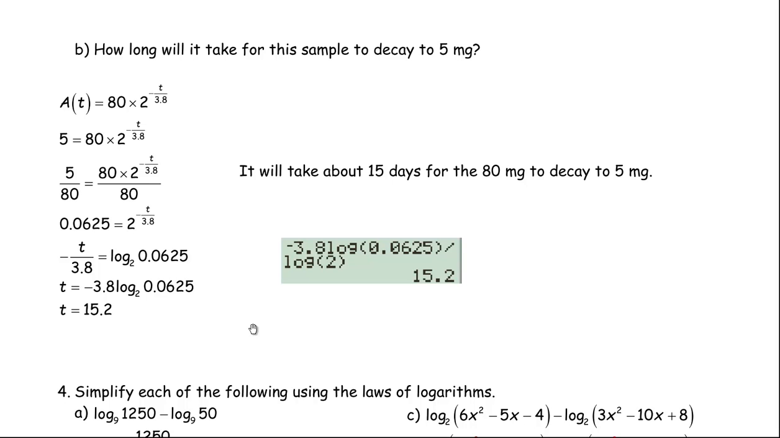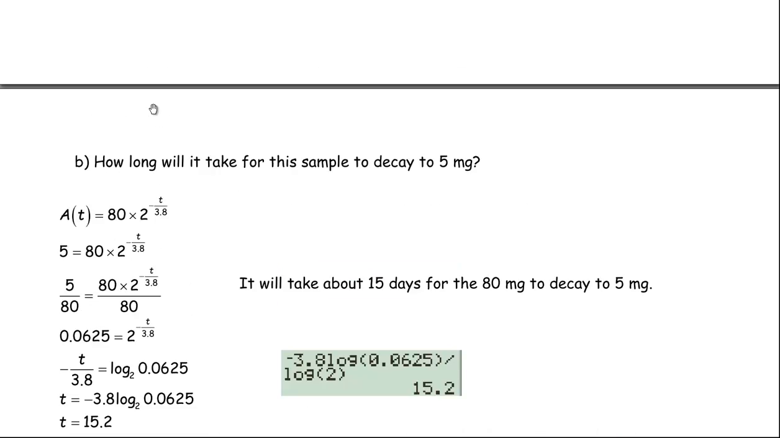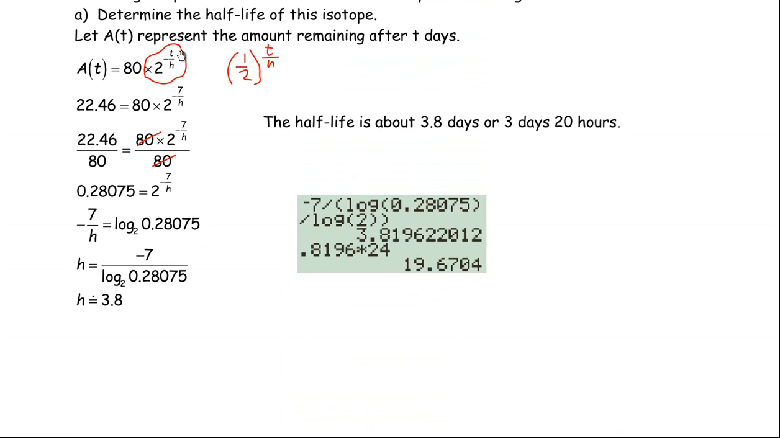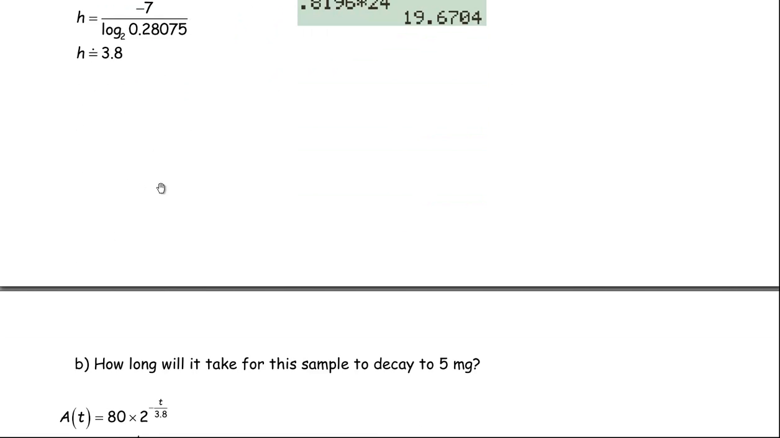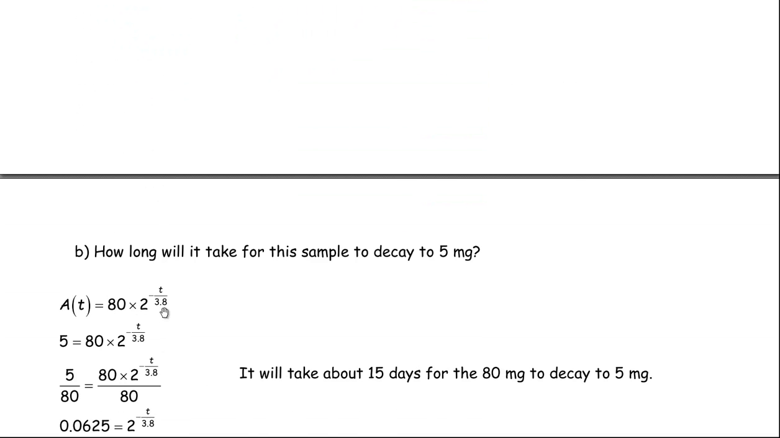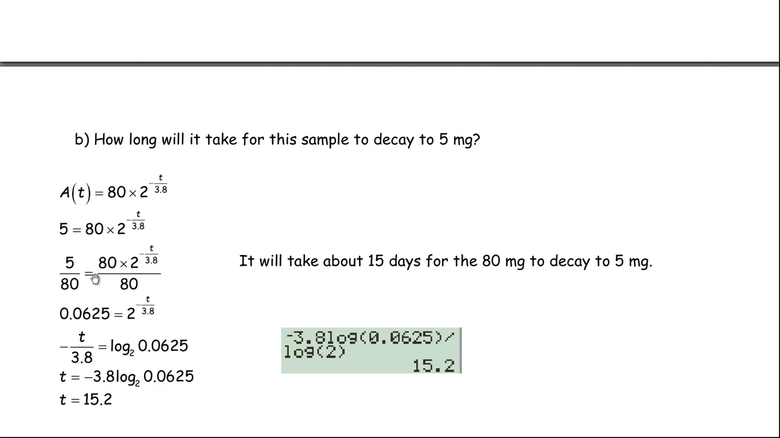And for B here, it says how long would it take for the sample to decay to 5 milligrams. So remember, this is my formula. I now know that h is 3.8, so that formula is exactly what I'm using here. I put 3.8 in place of h. And so I want to know the time for the amount to go down to 5 milligrams. So I put 5 in place of A of t, and I'm going to solve for time.